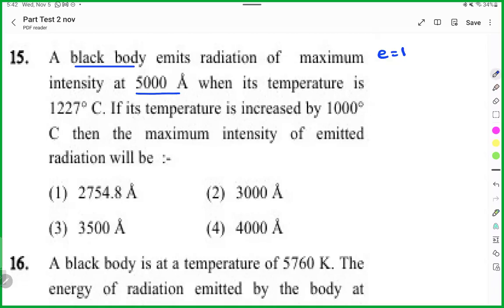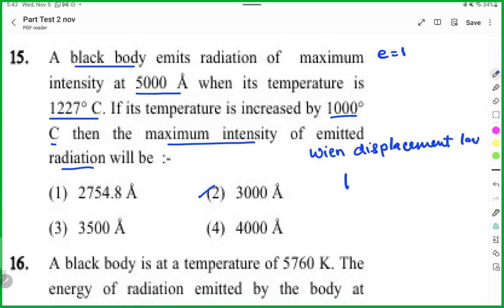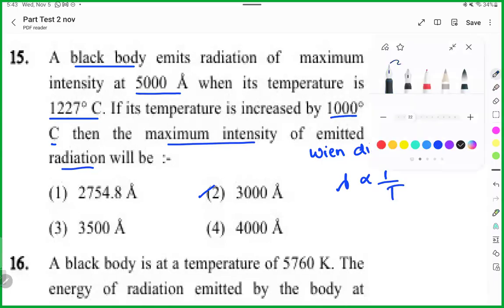So this is the wavelength and the temperature is this. When temperature increases by 100 degrees Celsius, what is the intensity of emitted radiation? Option 2. Everybody got the answer? Are you following Wien displacement law? Lambda m T is equal to constant. Lambda is inversely proportional to temperature. This is Wien displacement law.